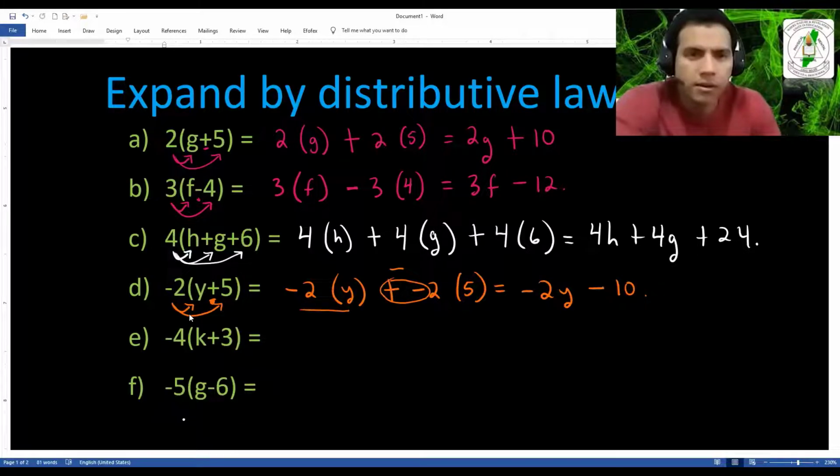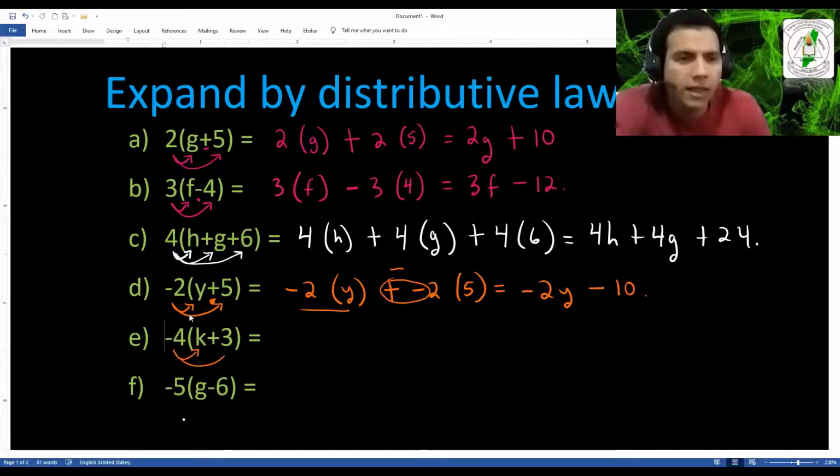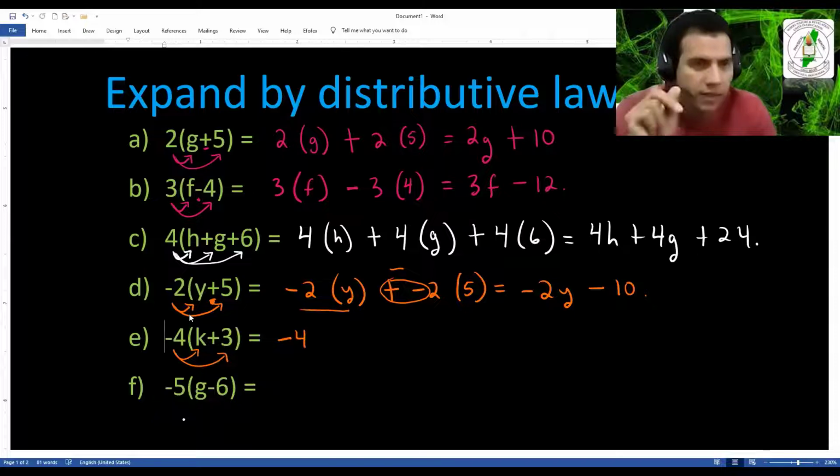Our next example has a -4 outside again, so we need to be very careful and follow the similar step that we just did. So -4 times k and -4 times 3. So we'll write -4, because -4 is outside, then the k, there's a plus in between the bracket, then we say -4 times 3.